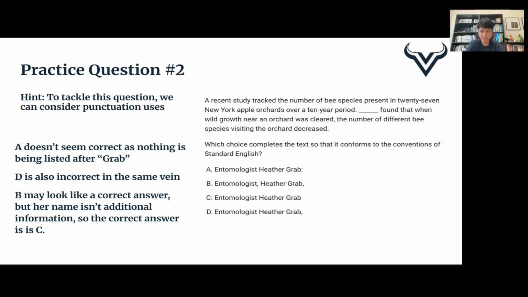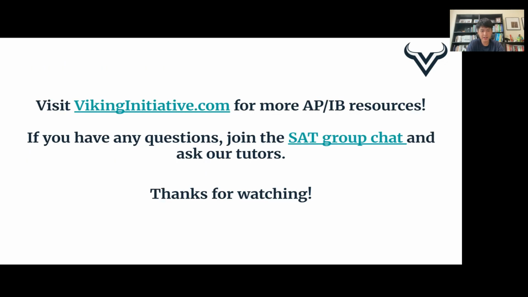Let's put C in and check out how it sounds. So, entomologist Heather Grab found that when wild growth near an orchard was cleared, the number of different bee species visiting that orchard decreased. That sounds right, and it's the correct option. That brings us to the end of the video.